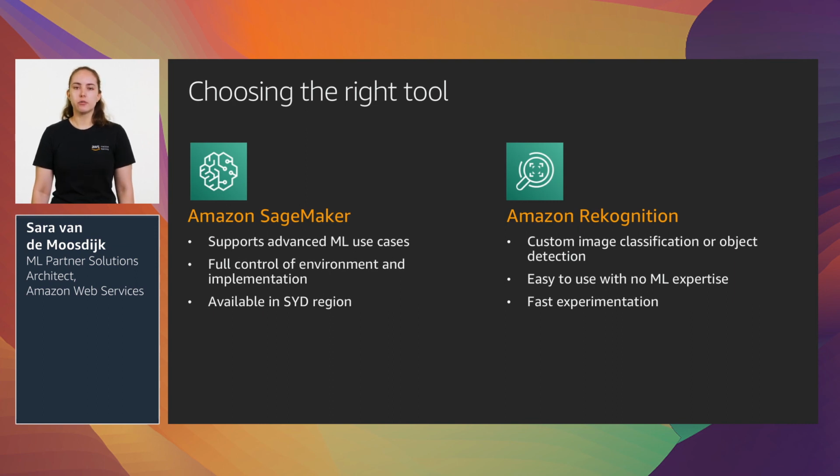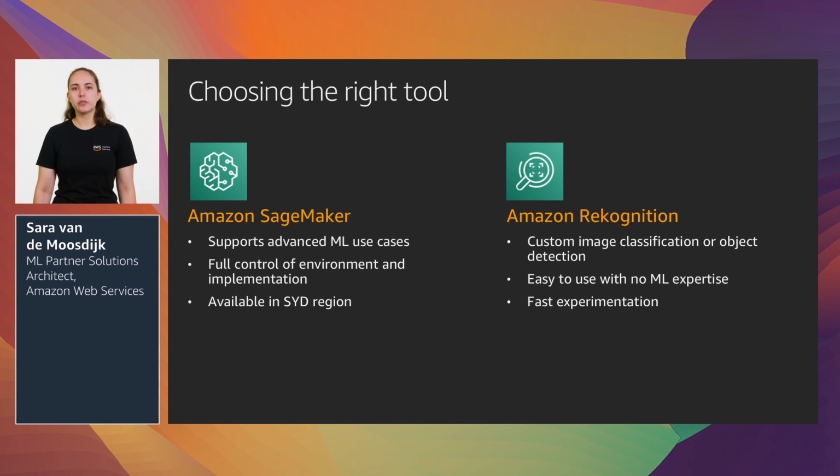Amazon SageMaker is a really powerful tool that supports advanced machine learning use cases. Anything you can build in MXNet, PyTorch, TensorFlow, whatever deep learning framework you're most comfortable with, you can build in Amazon SageMaker. Amazon Rekognition Custom Labels currently only supports images, and it supports 3 use cases: image classification, object detection with bounding boxes, and semantic segmentation.